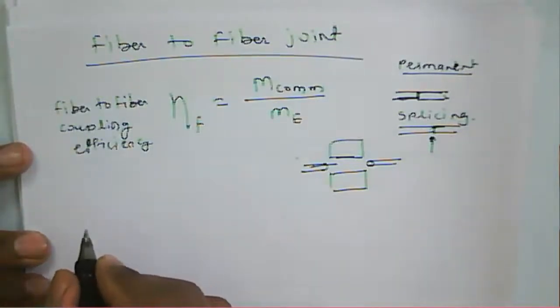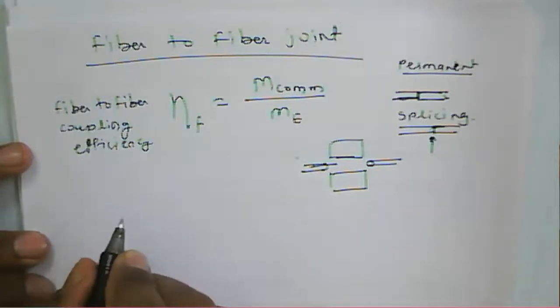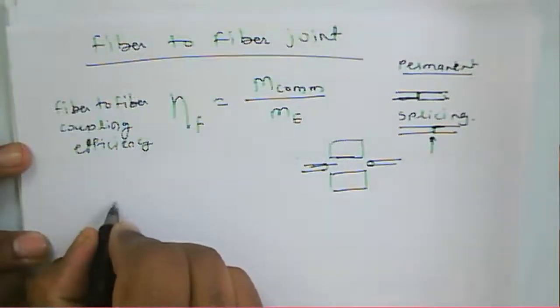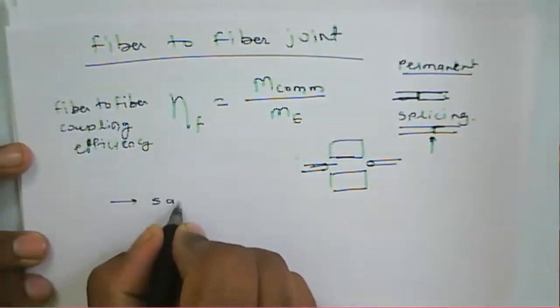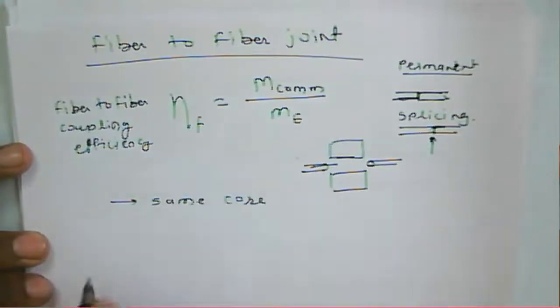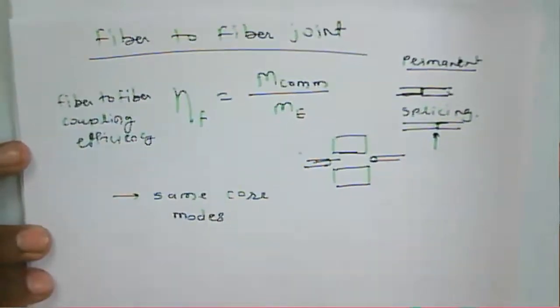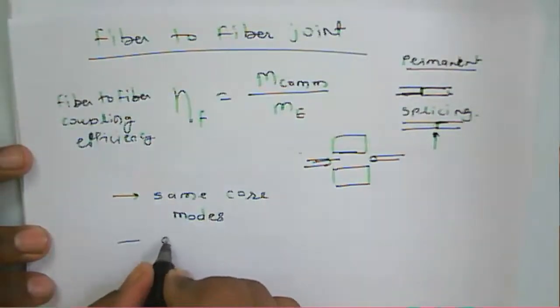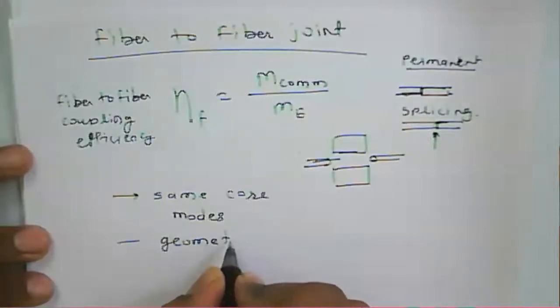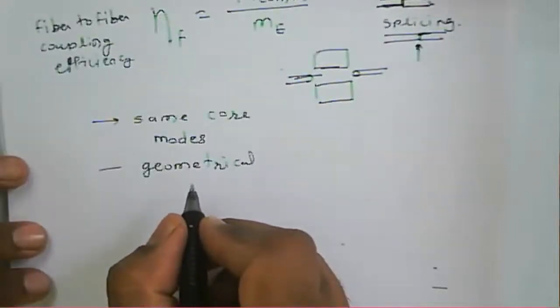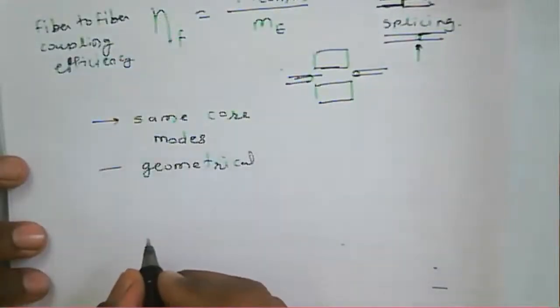So now, what are the ways to connect two fibers? We should know that the two fibers we are using have the same core size. If there is the same core size, that means the number of modes propagating through the fiber will be the same. Another way we can say it is that the geometrical configurations are the same.